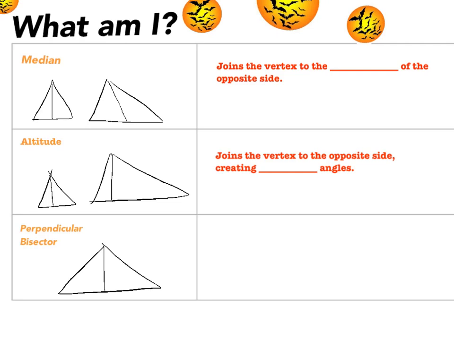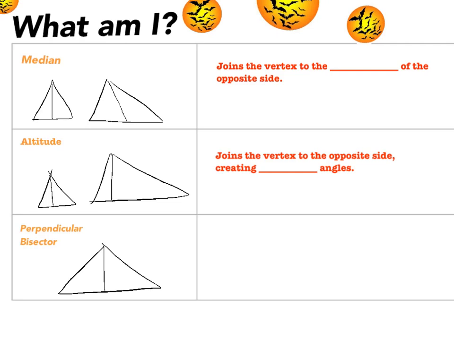Okay, let's get started. At the top of your notes, I'd like you to write the title, What Am I? And you're going to use these reference notes in the What Am I game at the very bottom of your notes. The first thing I'd like you to do is create this table. It has 3 rows, 2 columns, with the titles Median, Altitude, and Perpendicular Bisector. What we're going to do is go over each of those terms, and you're going to fill in some missing words here.